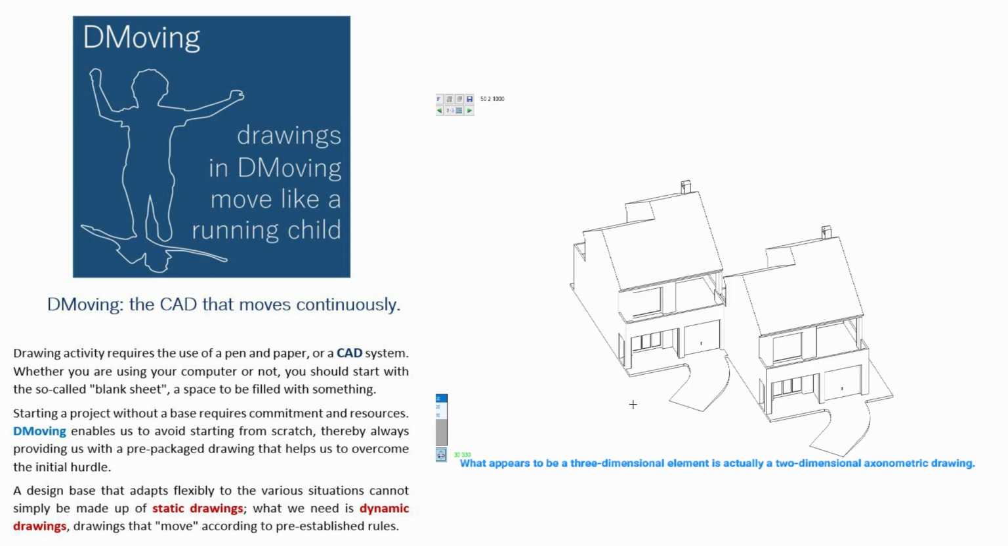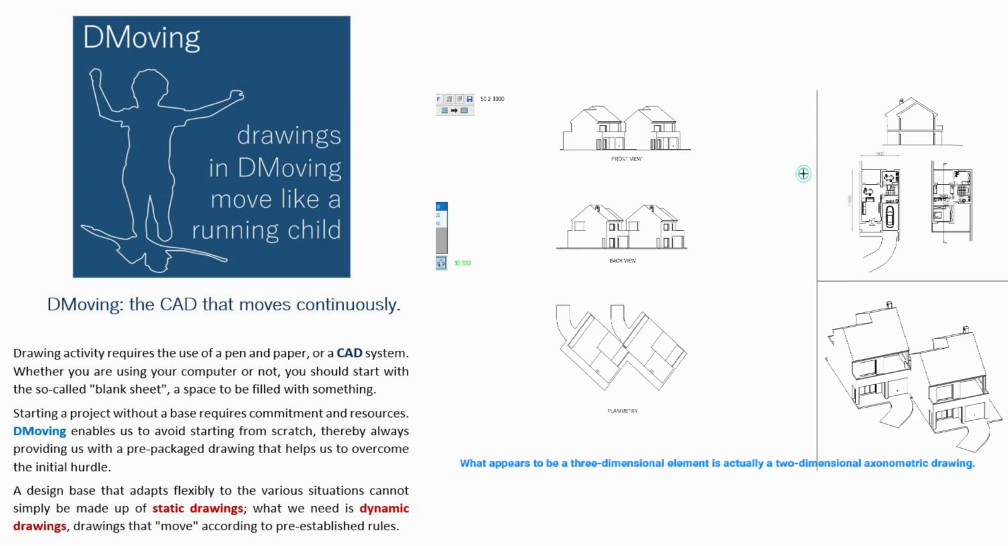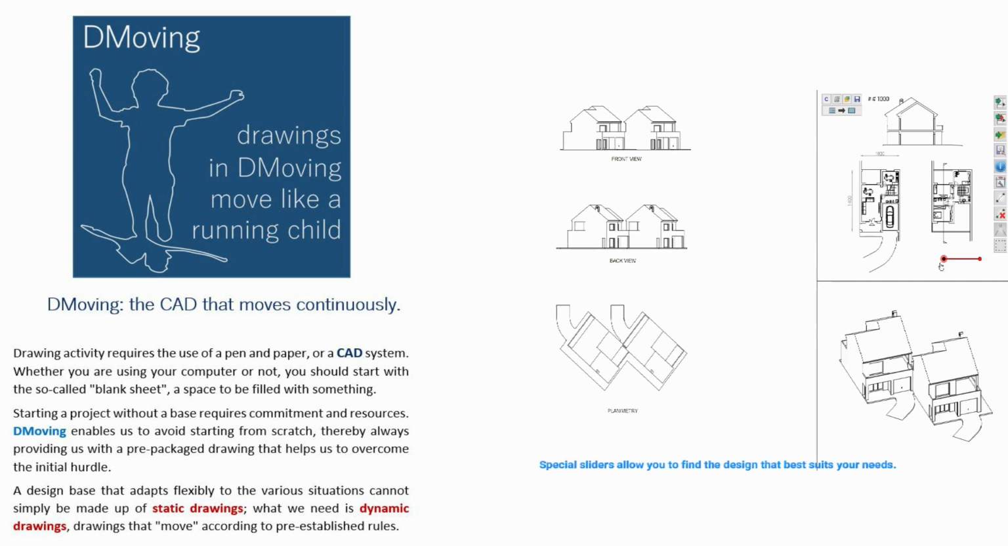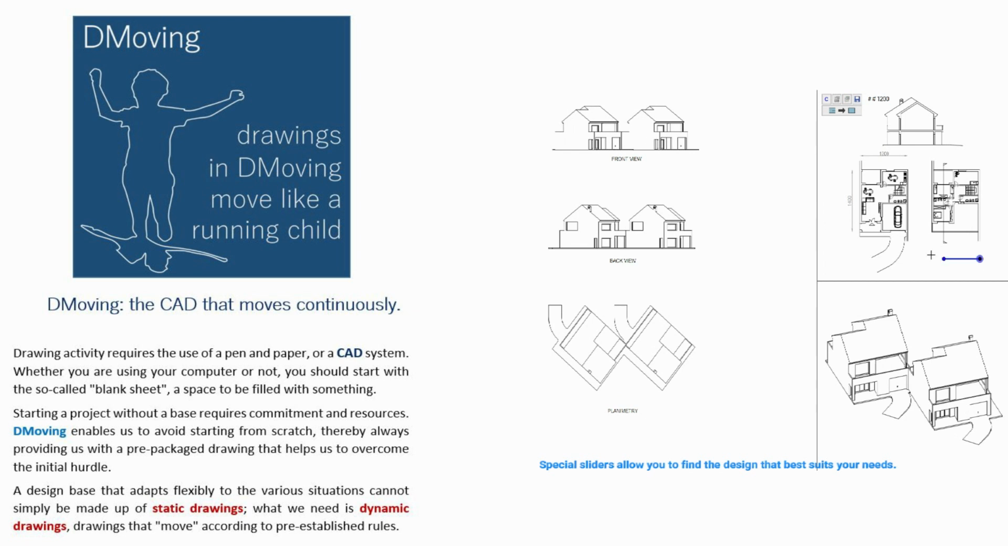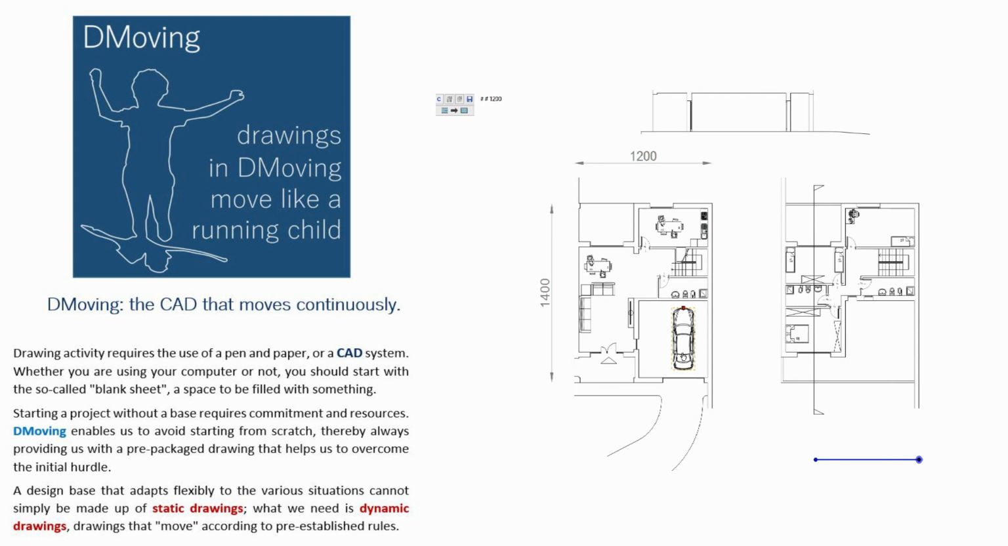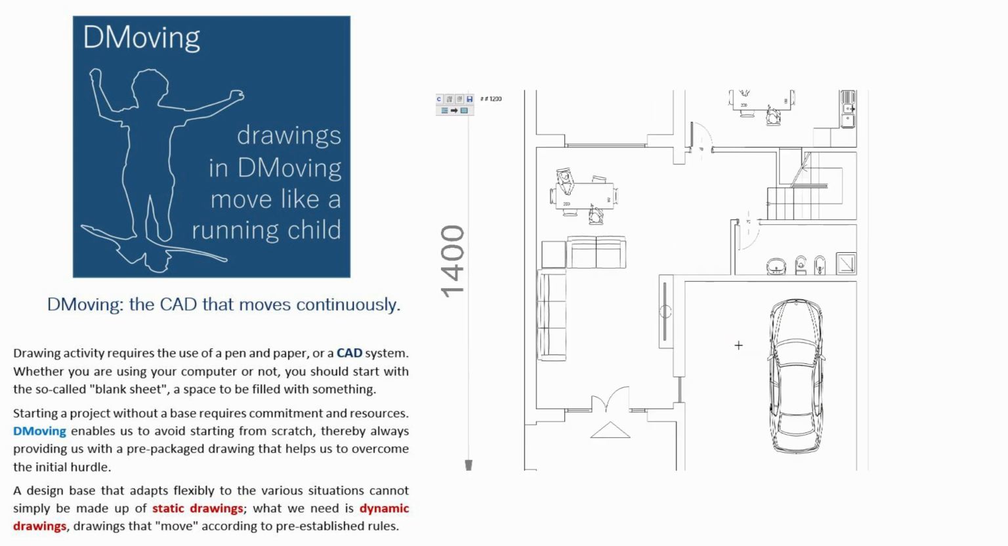DMoving enables us to avoid starting from scratch, thereby always providing us with a pre-packaged drawing that helps us to overcome the initial hurdle. A design base that adapts flexibly to the various situations cannot simply be made up of static drawings. What we need is dynamic drawings, drawings that move according to pre-established rules.